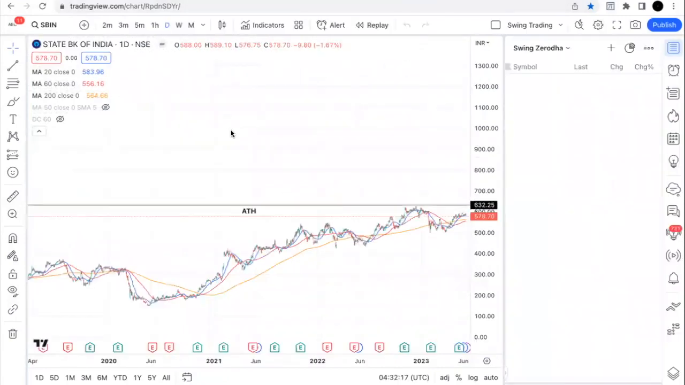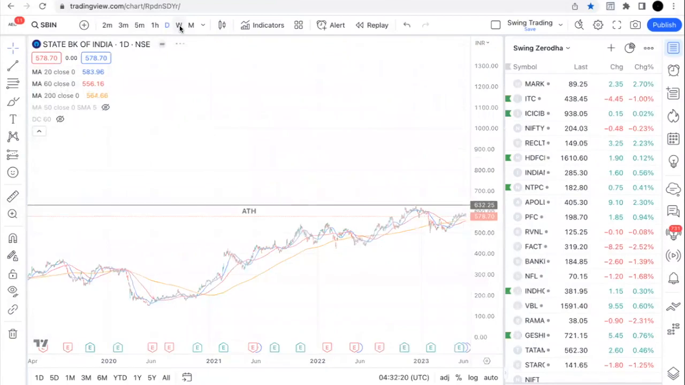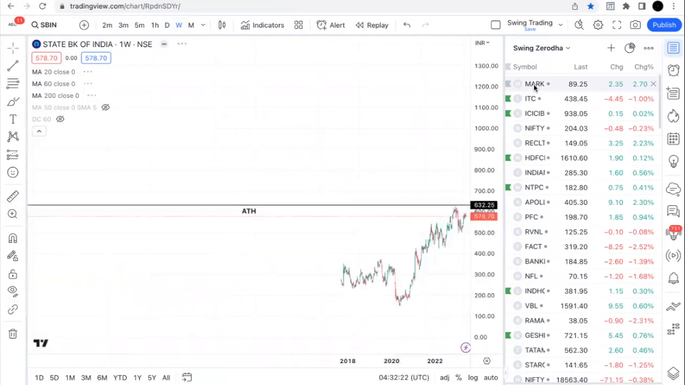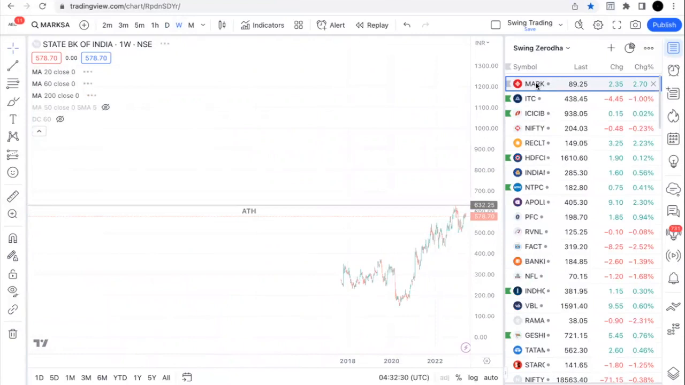Then in another tab, we're going to select the weekly chart. All right. And the weekly chart, each of the candles represent 1 week of trading. Okay. And I'm selecting the same stock on all 3, Mark Sands Pharma.